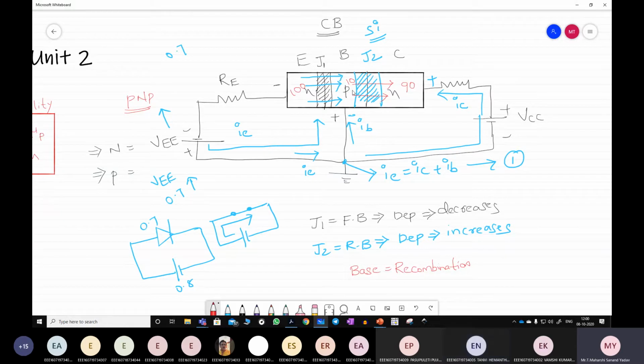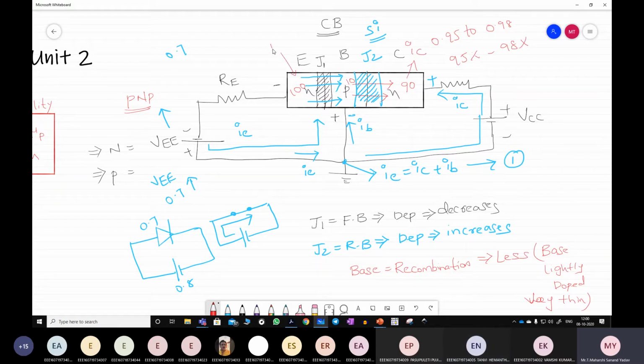So here recombination is more or less? Less. So recombination rate is very less. The reason behind this is base is very thin. Base is lightly doped, at the same time it is very thin. So this is a thing because of which recombination is very less, due to which 0.95 to 0.98, I mean 95% to 98% of charge carriers will enter into IC.